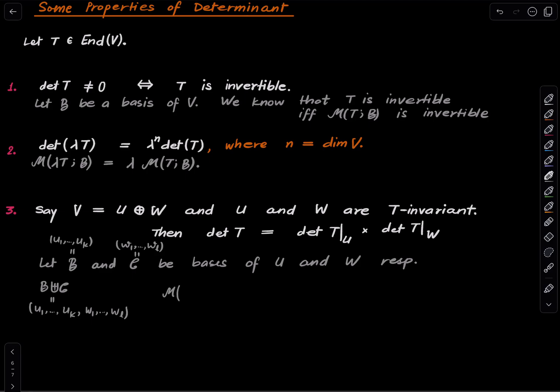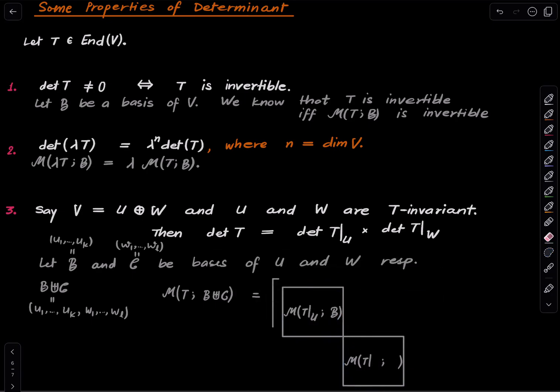And what is the matrix of T with respect to this basis? It is a block diagonal matrix, where the first block is the matrix of the restriction of T to U with respect to the basis B. That is the first block. It's a square block, but it is hard to make it look like a square. Let me try though. Still not a square. All right. And what is the second block? That is the second block, and just those two blocks are there in this block triangular matrix.